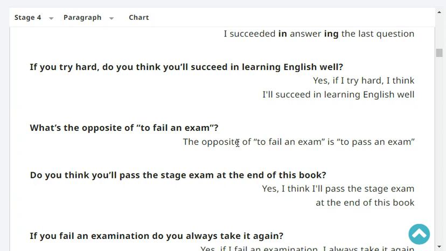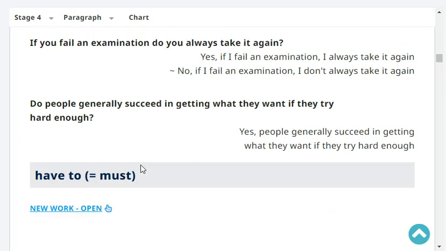What's the opposite of to fail an exam? The opposite of to fail an exam is to pass an exam. Do you think you'll pass the stage exam at the end of this book? Yes, I think I'll pass the stage exam at the end of this book. Very good.